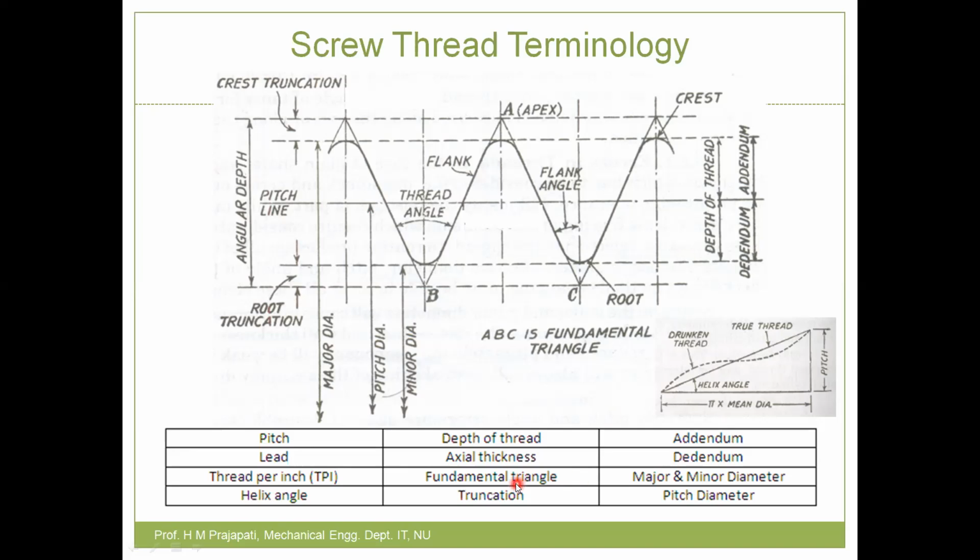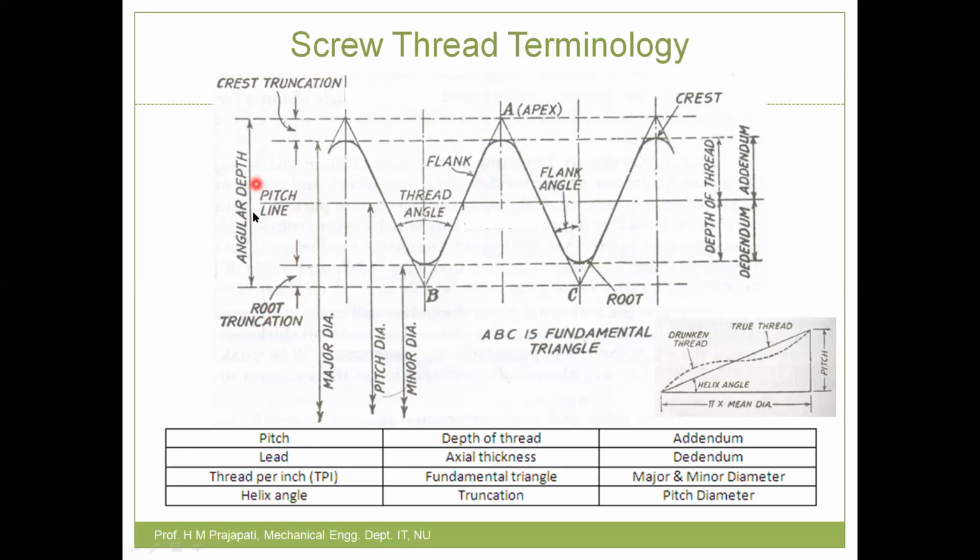Then next is axial thickness. What is axial thickness of thread? You can see here, axial thickness is measured along this pitch line. Before understanding axial thickness, let us understand what a pitch line is. See, pitch line is this line. Pitch line is a line parallel to the axis and located such that it divides the space and thread portion equally. Then that location is called the pitch line.